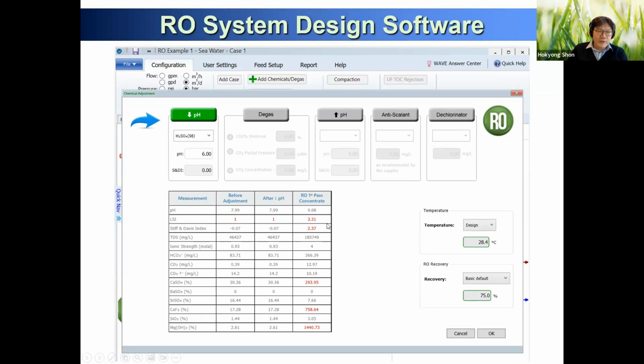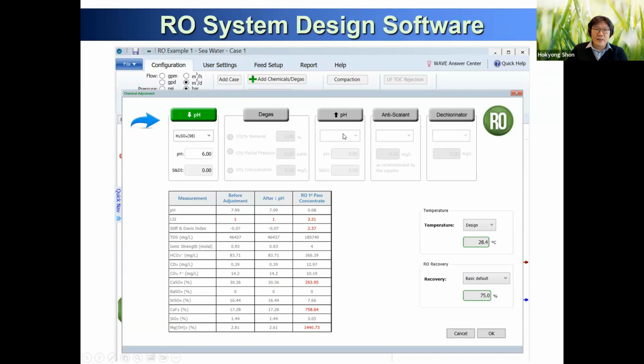Also, LSI value is very important because here red color shows your scaling potential. So if you see the red color in your report, the calcium phosphate in your RO pass, you will have a problem. You will have also problem with calcium chloride, magnesium hydroxide. So temperature, you can operate 28 degrees. RO recovery, you can have also recovery 75%. So this is the way you can also look at how you can design your pH.